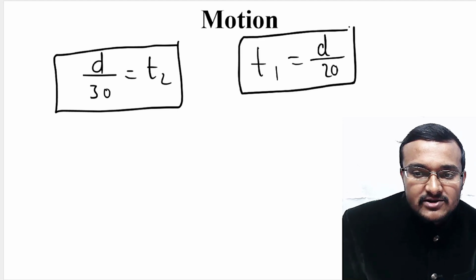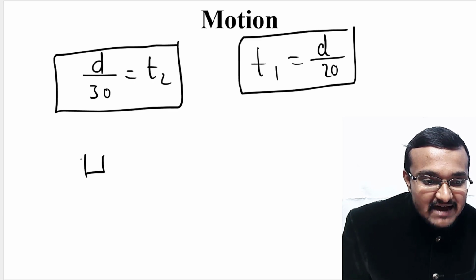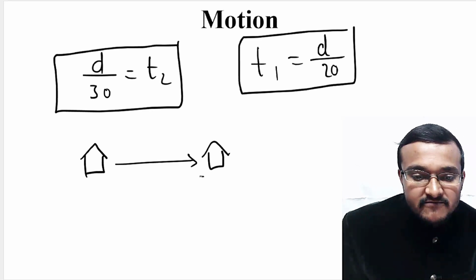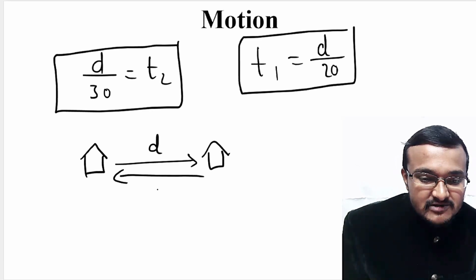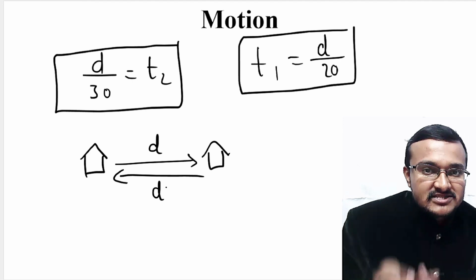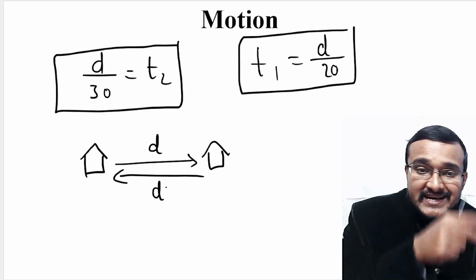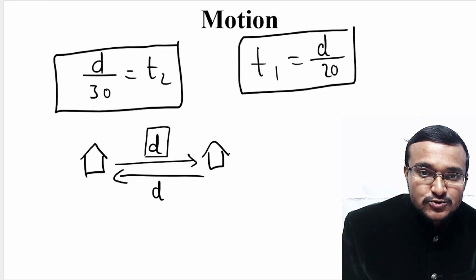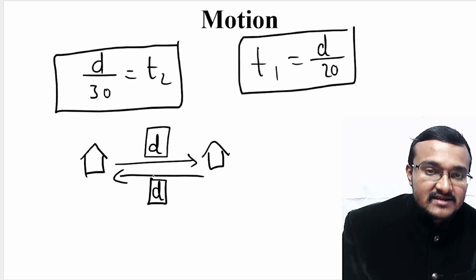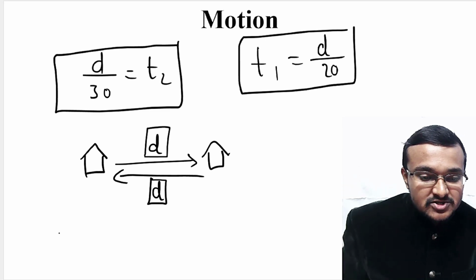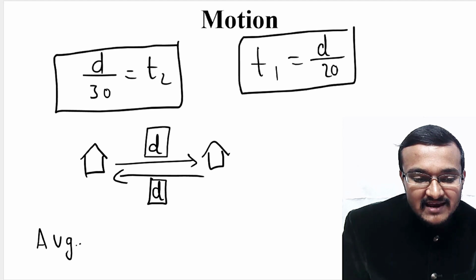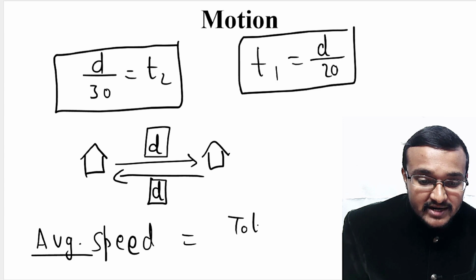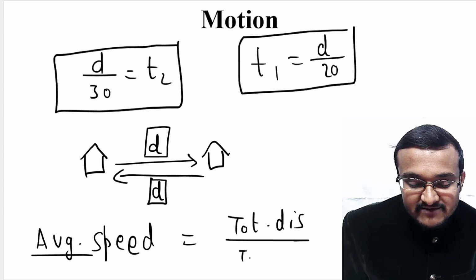So now we know that Abdul has traveled from his house to school and he has traveled back to his house from school. Now we have to calculate the average speed of both of them, so that's why we have to take the total distance. So what is the total distance here? He has traveled d distance to reach his school and he has traveled d distance again to reach back home. So to calculate the final average speed, the total distance is very much required. So total distance divided by total time will be there.